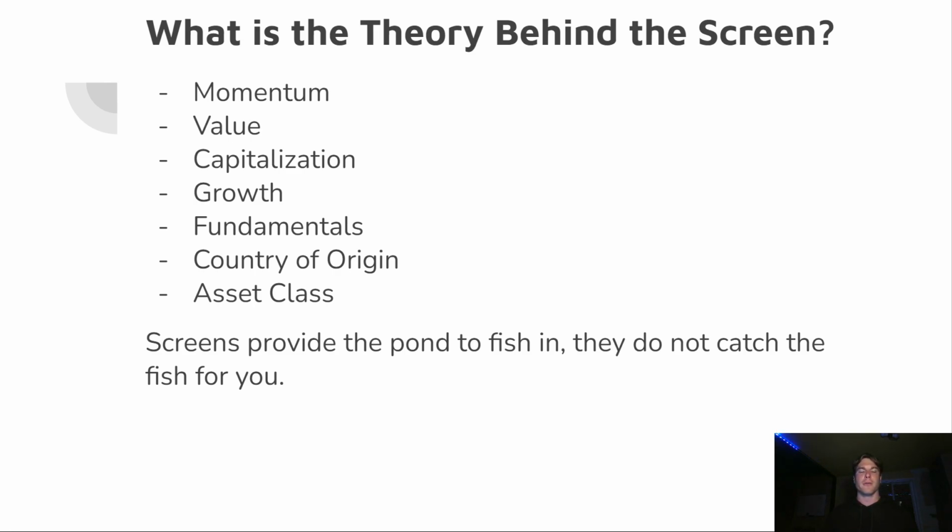You can screen for a country of origin if you only want to trade emerging markets, or if you want to trade only U.S. stocks. Or you can screen by asset class: commodities, currencies, bonds, equities, all that kind of stuff. That's really the nuts and bolts behind the screen. But the most important thing to remember is that a screen provides a pond for fishing. A screen will not catch the fish for you.